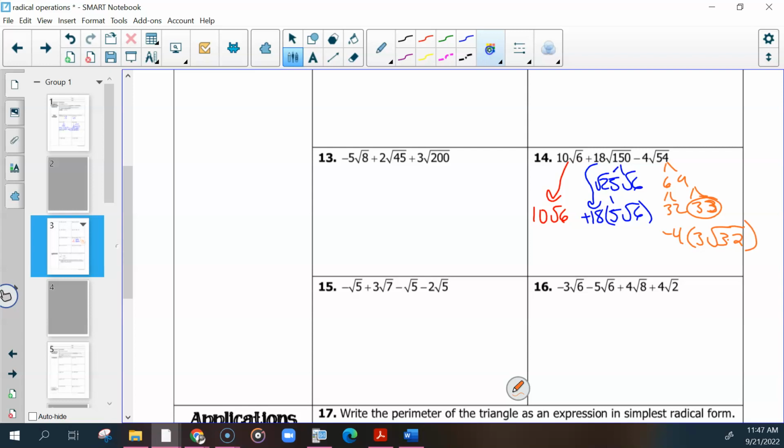I'm going to write this up here. 10 times the square root of 6 plus, this would become 90? Question mark? I'm pretty sure it's 90, but you can double check that. And then minus 12 times the square root of 6. Combine your like terms. Tell me what you get.